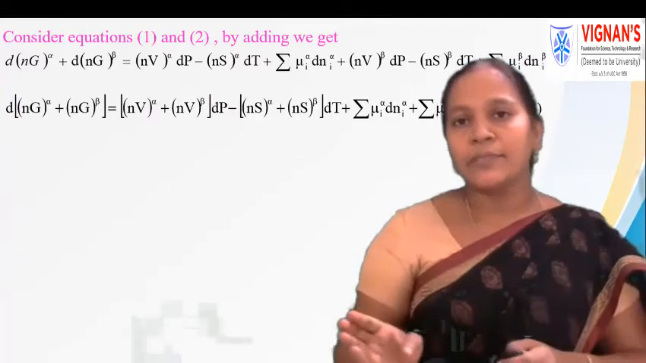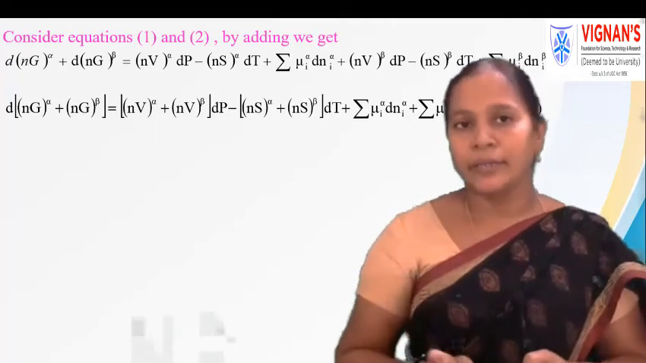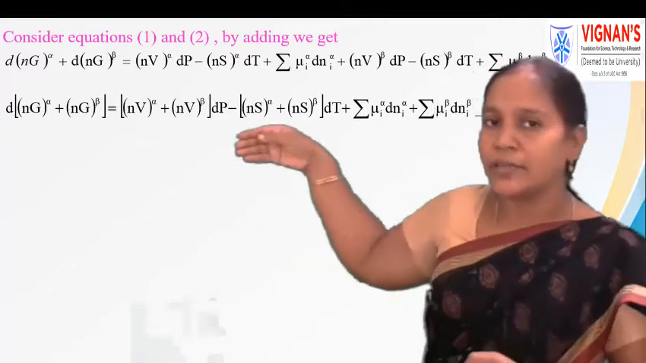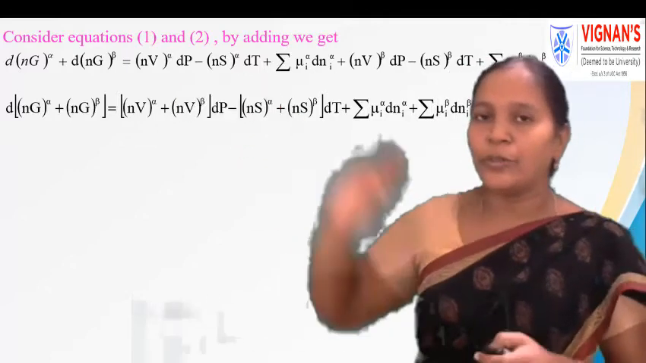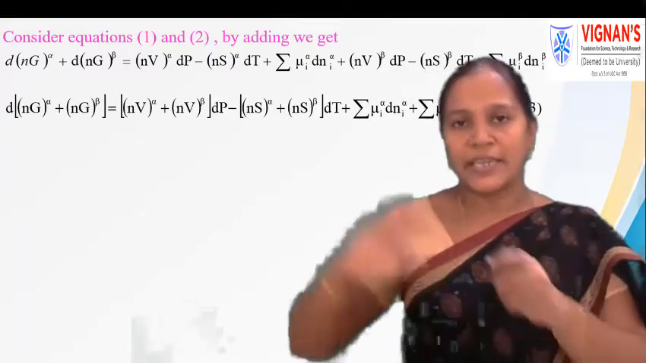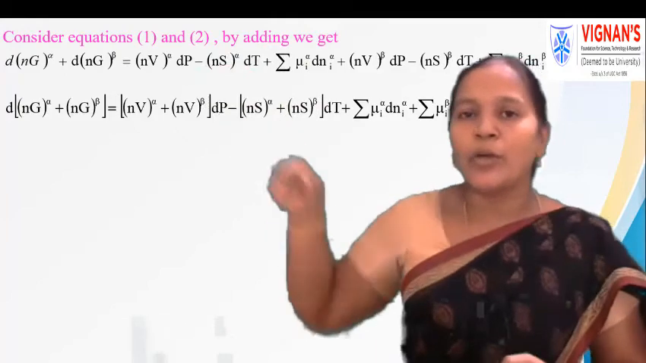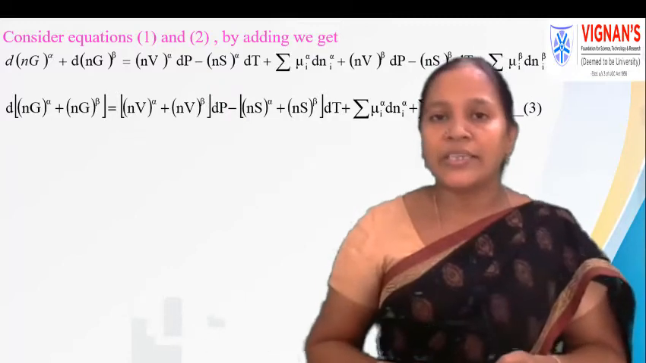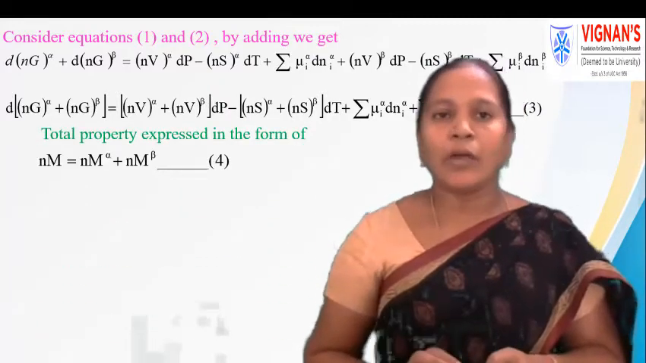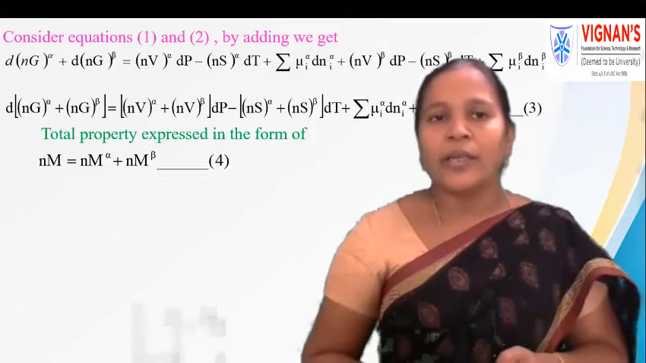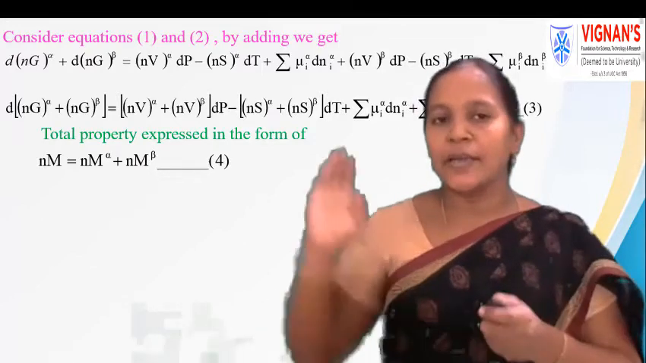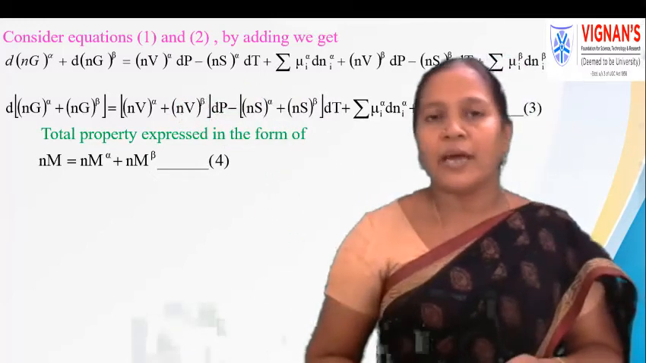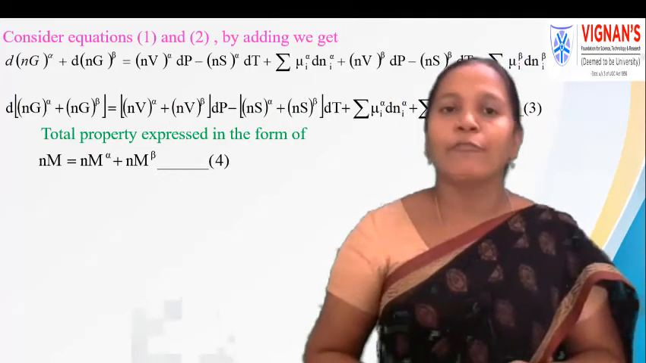Now combine the dP and dT terms. d of nG alpha plus nG beta equals nV alpha plus nV beta into dP minus nS alpha plus nS beta into dT plus sigma mu i alpha dni alpha plus mu i beta dni beta, which is indicated as equation 3. Now coming to total property. Total property is expressed in the form nM equals nM power alpha plus nM power beta, which is indicated as equation 4.